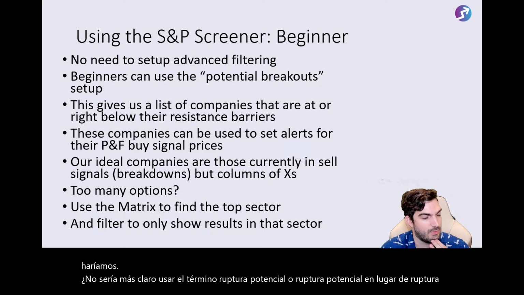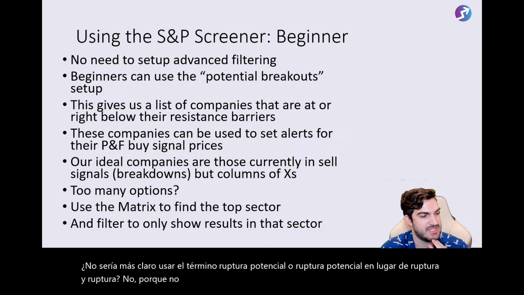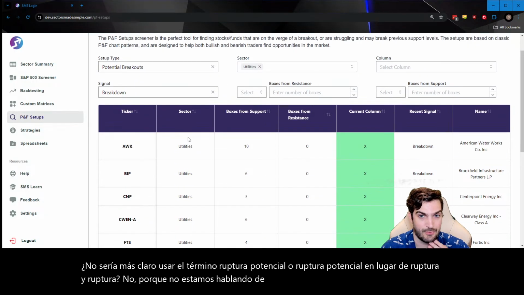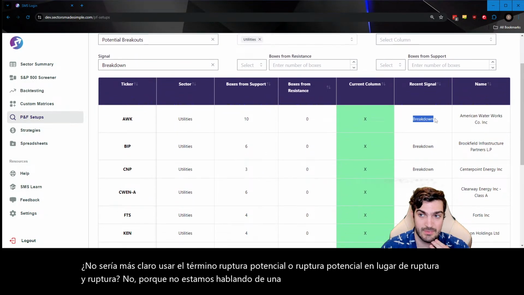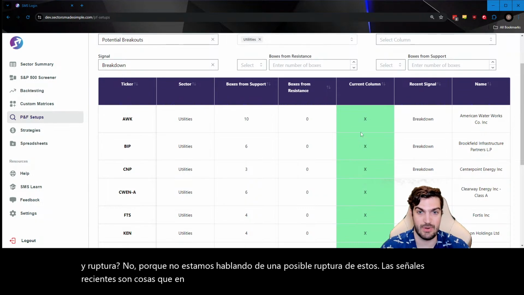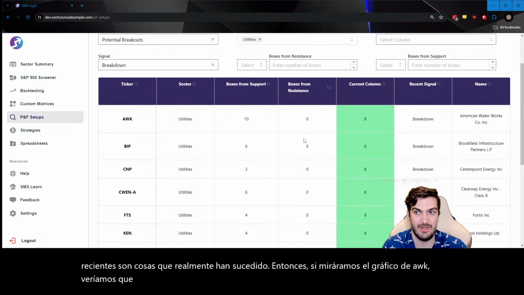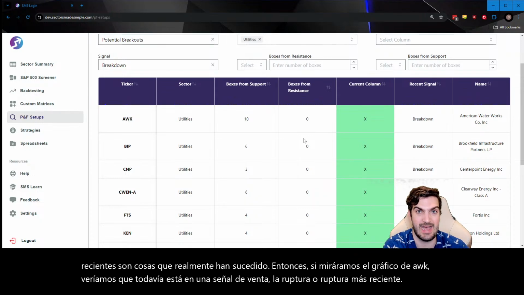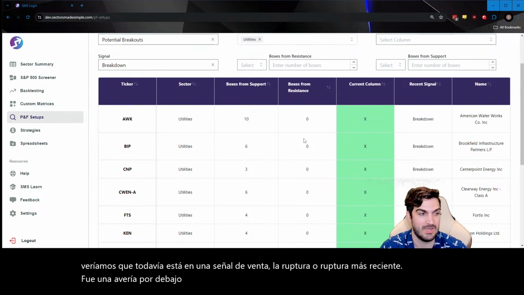No, because we are not talking about a potential breakout for these. The recent signals are things that have actually happened. So if we were to look at the chart for AWK, we would see that it is still on a sell signal. The most recent breakout or breakdown was a breakdown below a support barrier.